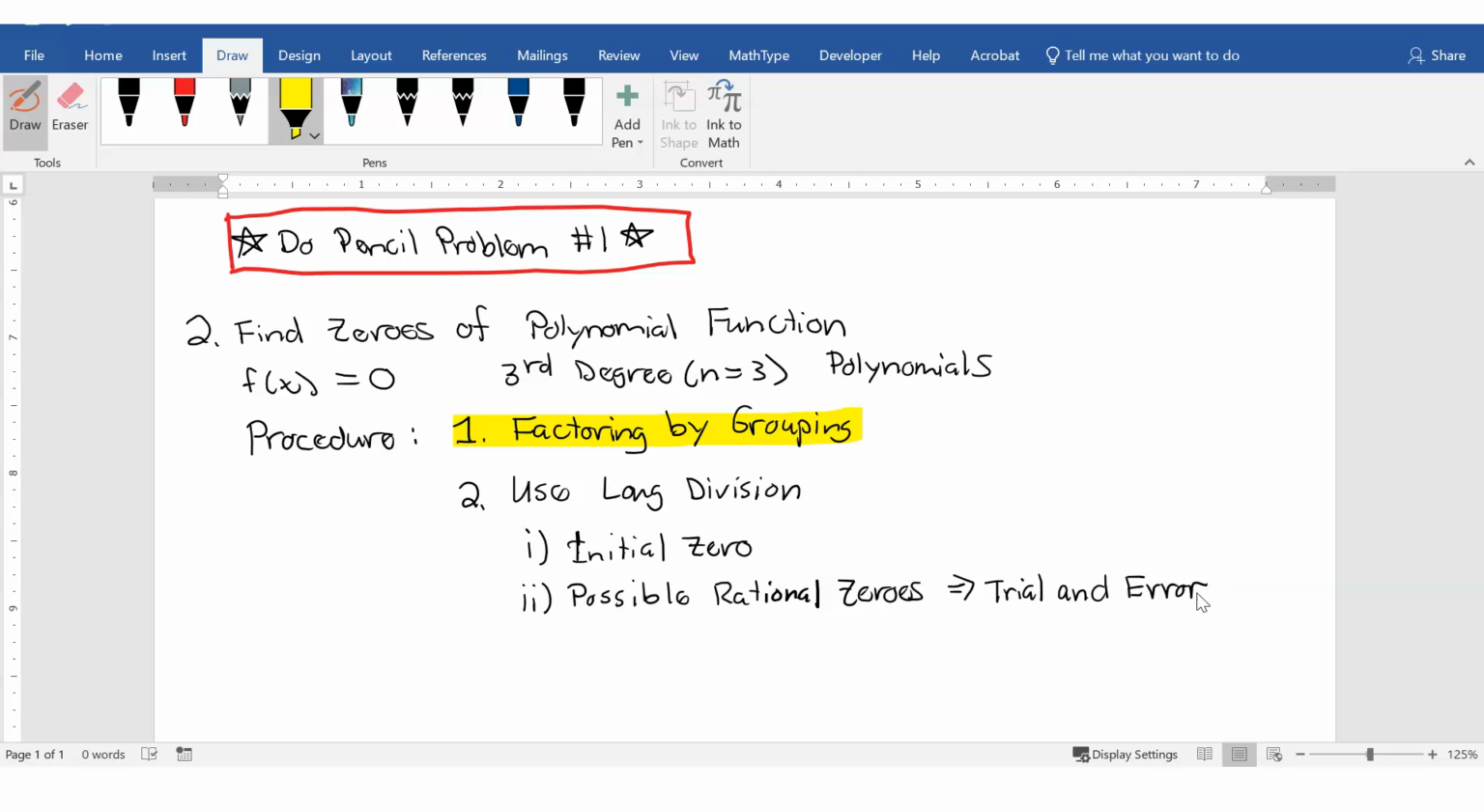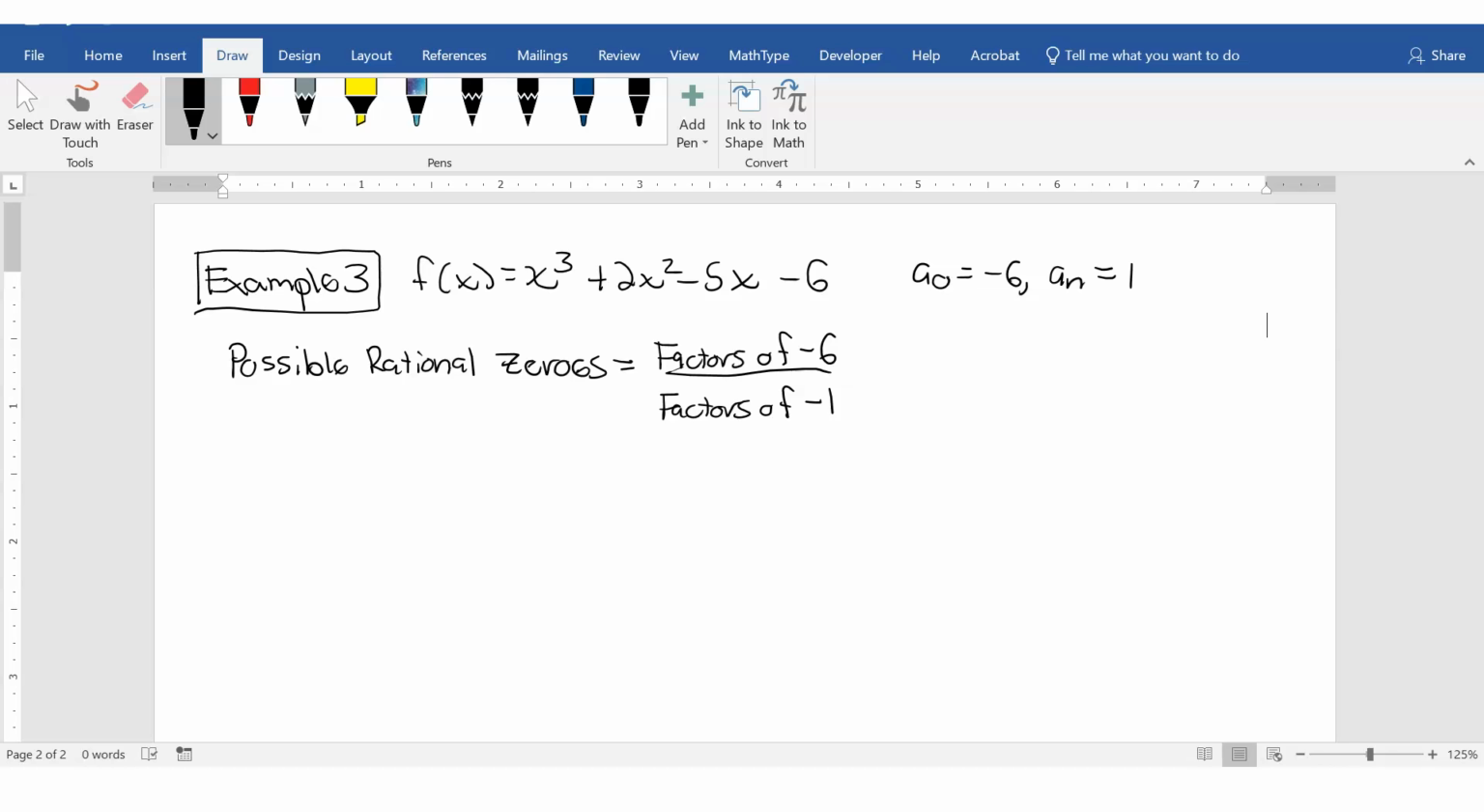However, if you do divide by an actual 0 from that list, you will get a remainder of 0 in your long division, and then you can solve for the remaining roots. So in this progression, remember, always try to start with factoring by grouping. Then go to long division if you need to. And if you're not given an initial 0, use your possible rational zeros to identify an initial 0 and solve the polynomial. Let's look at example 3 on page 397 of your text.